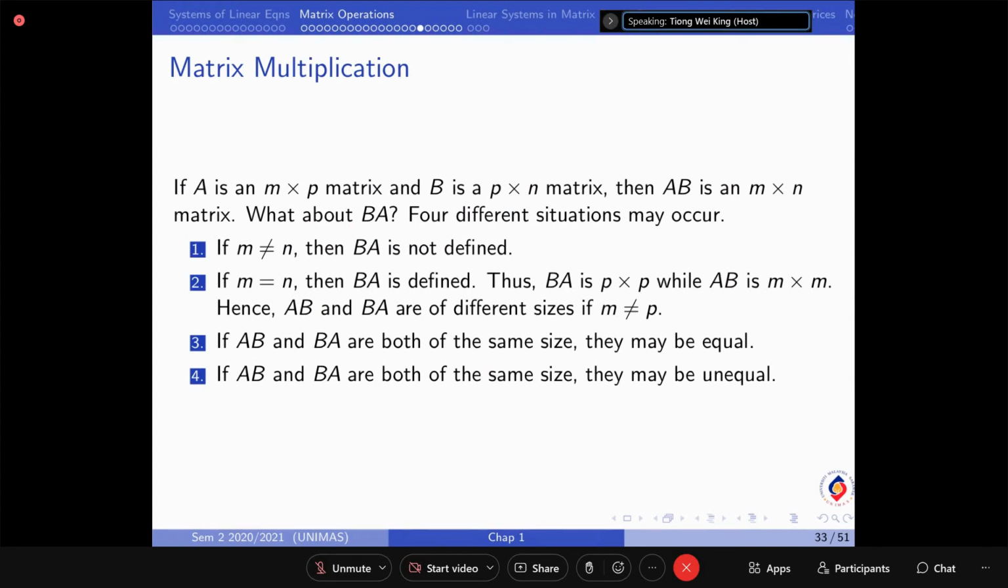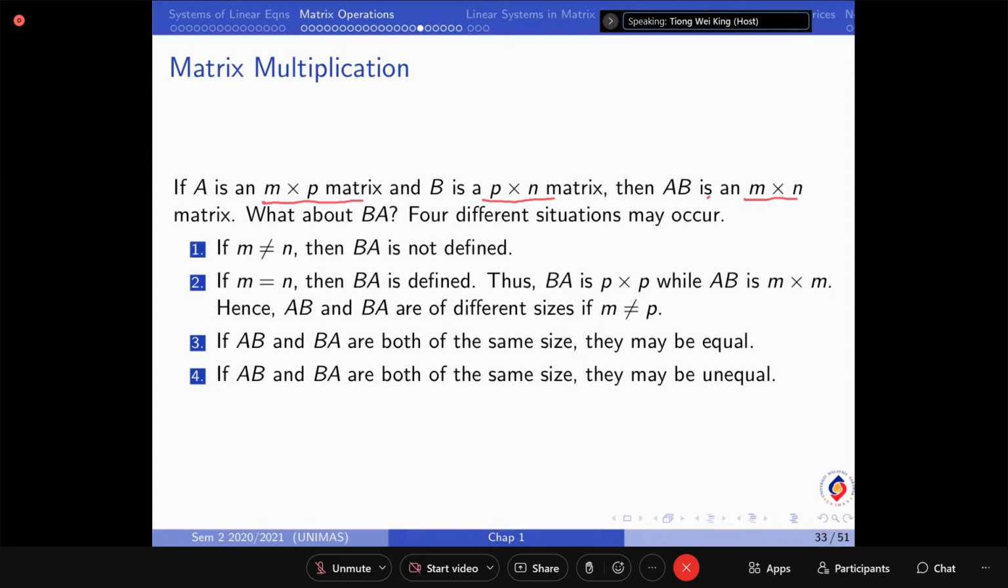So this is a property of matrix multiplication. Explanation: this is about the sizes of a matrix. Now, if matrix A is an M by P matrix, and B is a P by N matrix, then matrix AB is an M by N matrix.